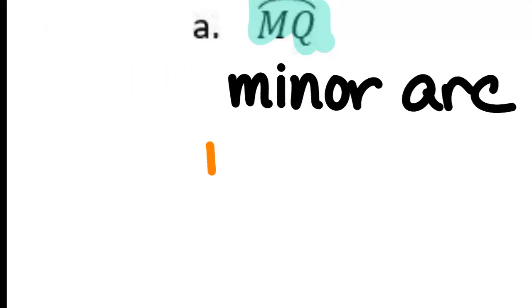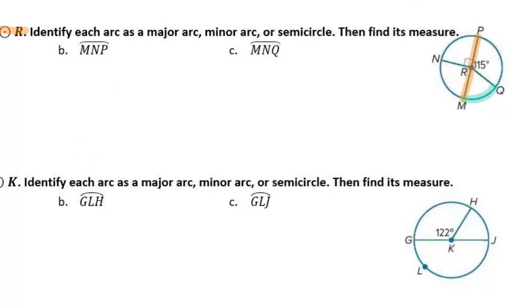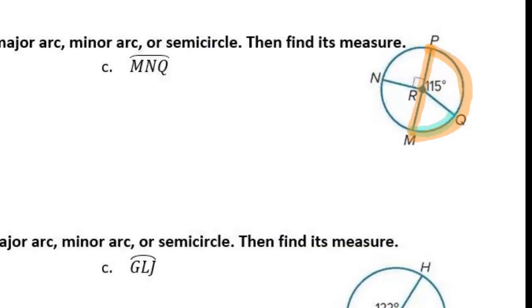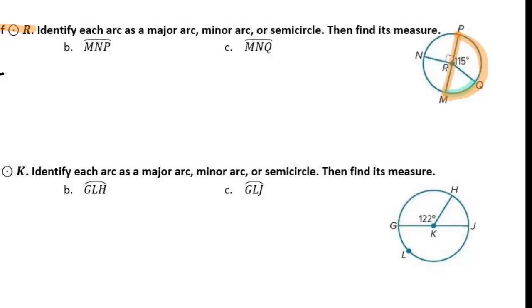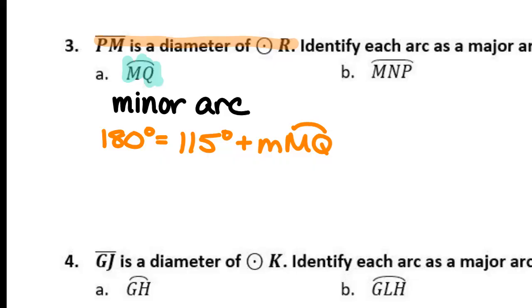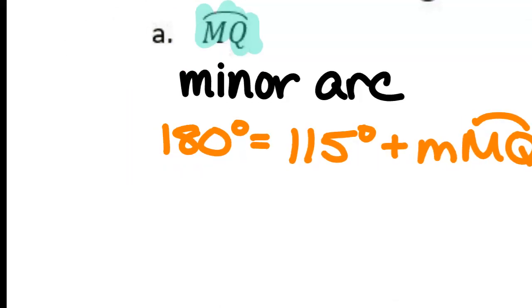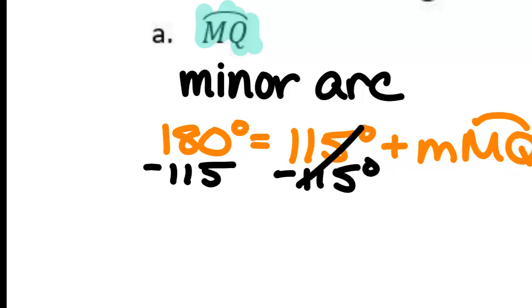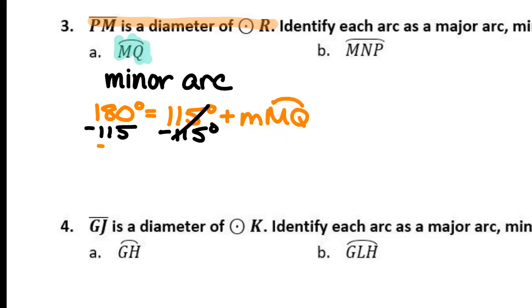So I have 180 degrees is equal to, I'm looking over here, these two arcs together make that 180 degrees. So 115 plus the measurement of arc MQ. So to find the measurement of arc MQ, I'm going to subtract 115 from both sides. What is 180 minus 115? 65. So 65 degrees for arc MQ.